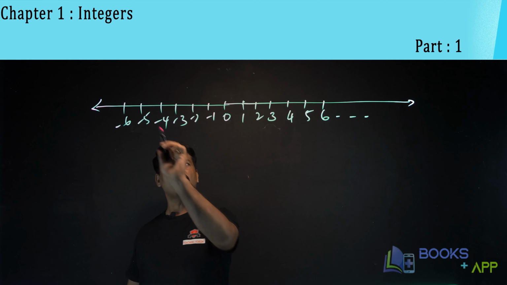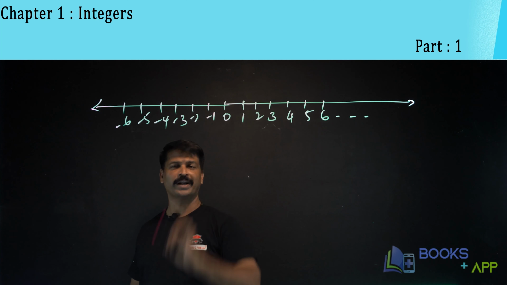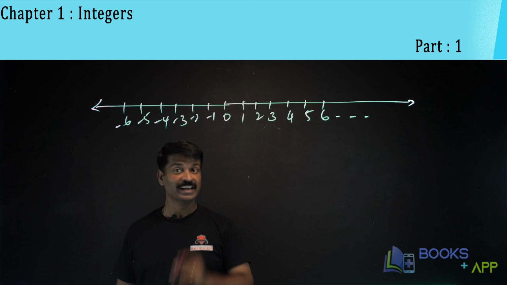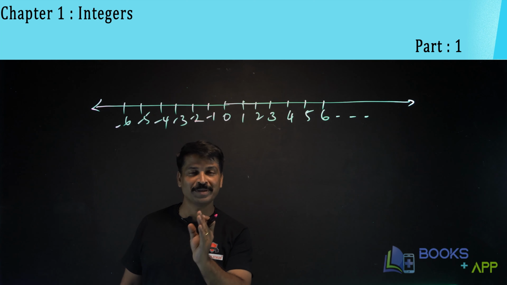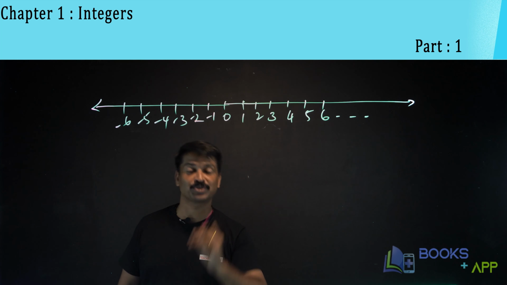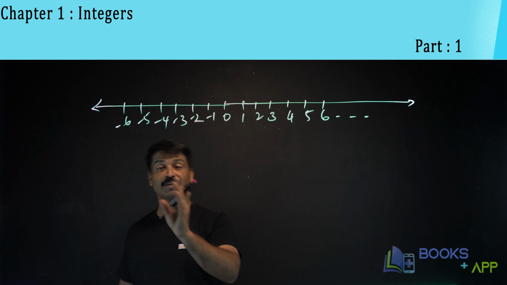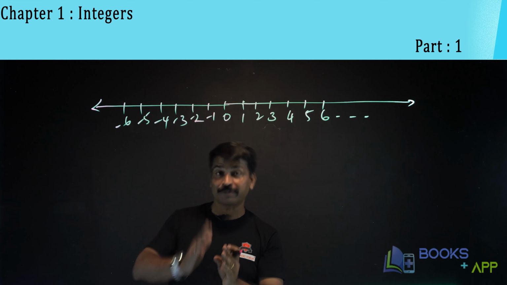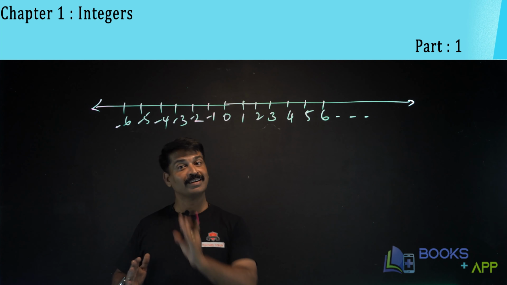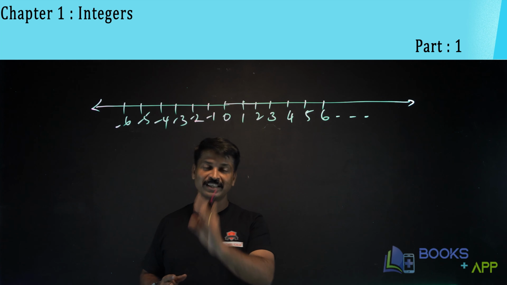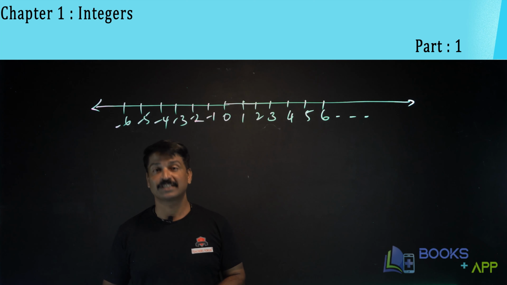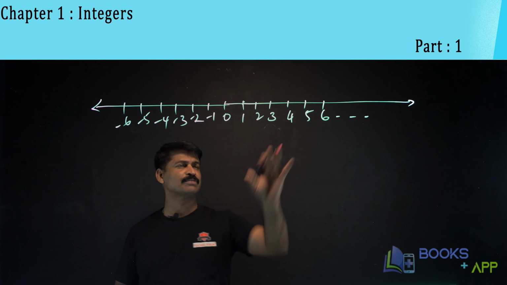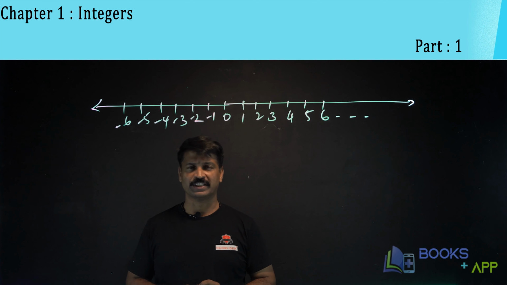Is it clear? So, how do you compare minus 5 and 1? Yes, 1 is greater. How do you compare minus 5 and minus 2? Yes, minus 2 is greater. So, which will be greater, minus 100 or minus 10? Yes, minus 10, because minus 100 is to the left of minus 10. Minus 10 is on the right side. Minus 100 is on the left side. So, minus 10 will be greater. So, all these things we have learned in your previous classes.